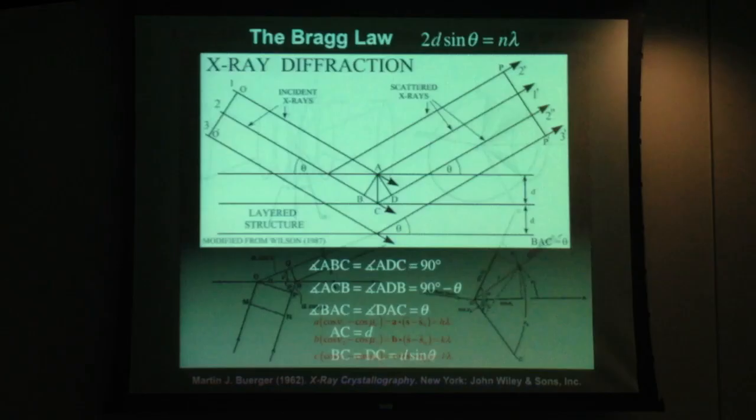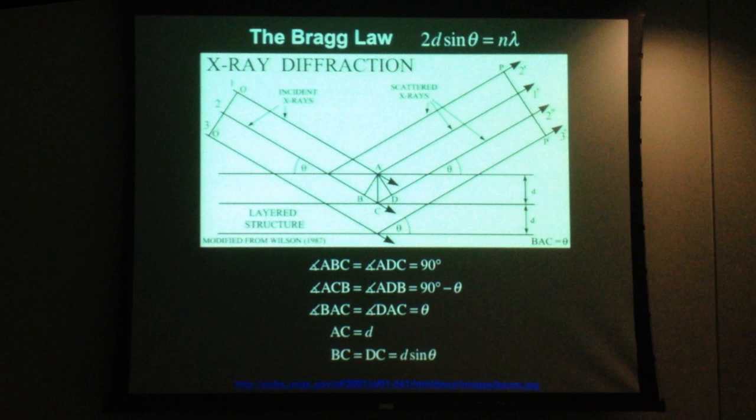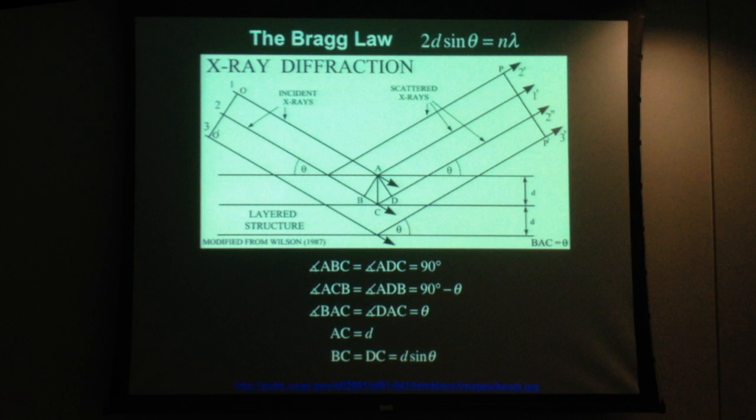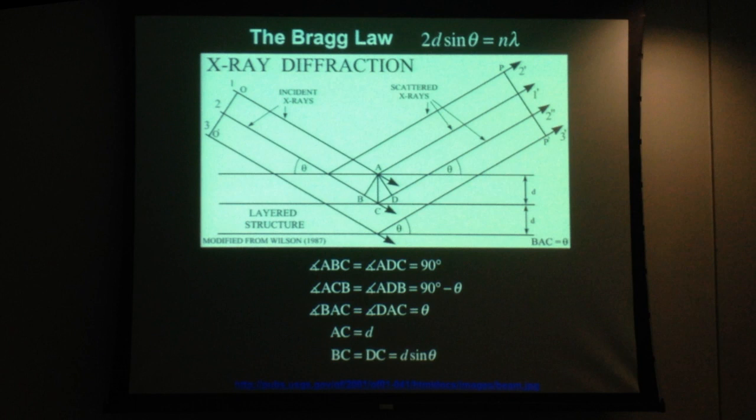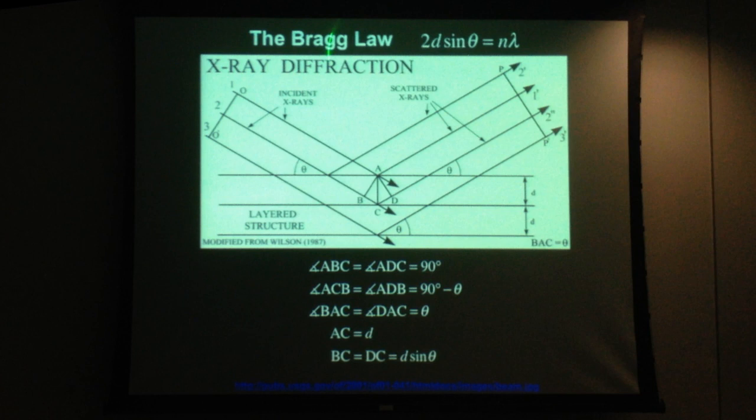It's simpler to consider things the way Bragg did, because he realized that the crystal lattice could be interpreted in terms of lattice planes, and if we just consider specular reflection, equal angles of incidence and scattering, off the set of planes, then the Bragg law is a simpler formulation than the three Laue conditions.